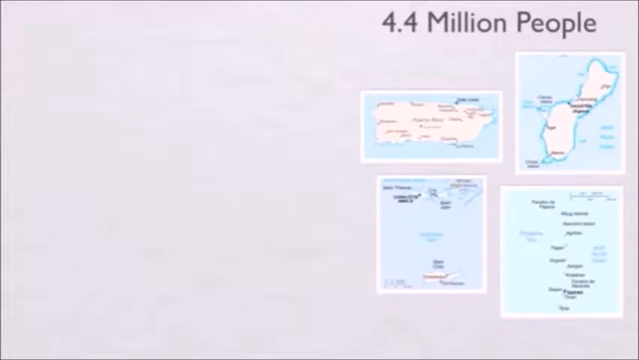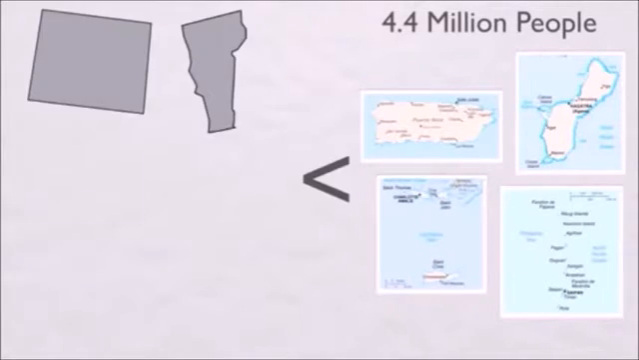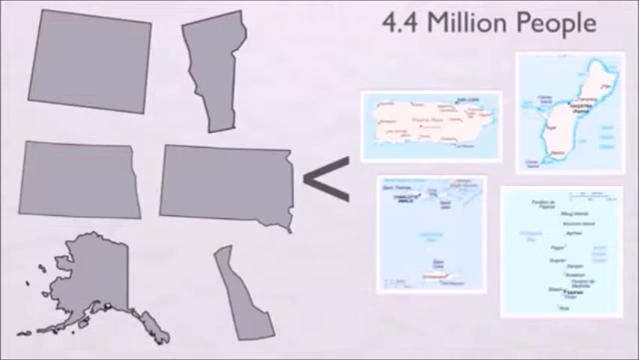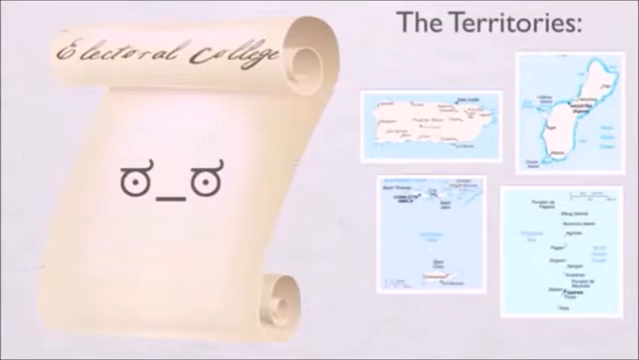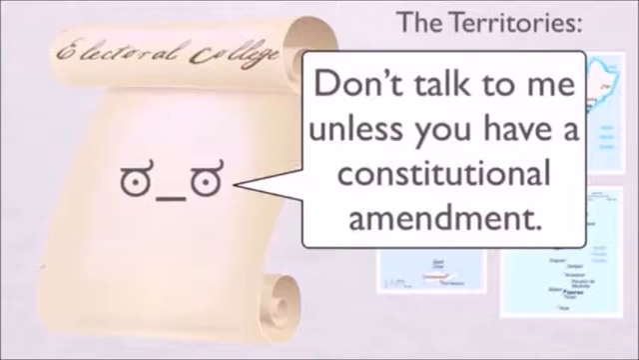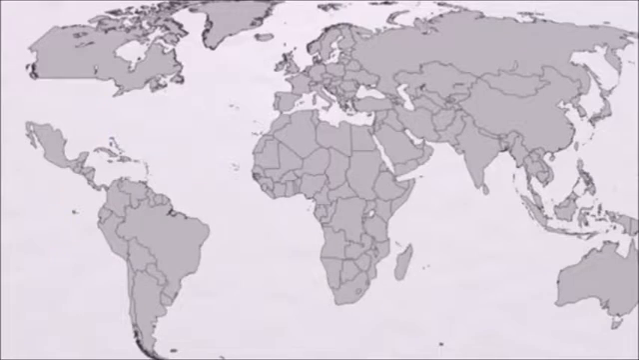That might not sound like a lot, but it's more than the populations of Wyoming, Vermont, North Dakota, South Dakota, Alaska, and Delaware combined. But still, no votes from the Electoral College do they get. The whole situation with territories is extra strange when you consider the final group of Americans who don't live in the states, the 6.3 million Americans who live abroad.